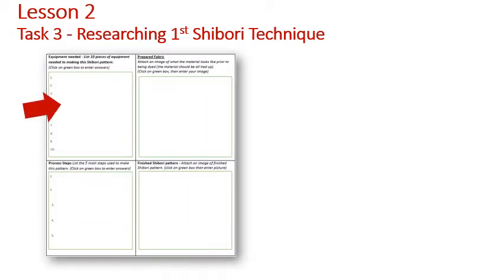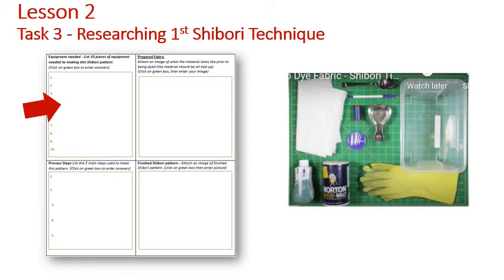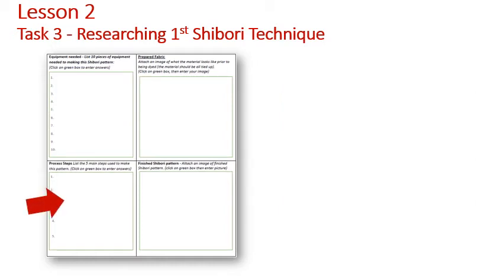Now the first bit of information will be the equipment needed. I want you to list 10 pieces of equipment that you see in the video. Some videos will show this page, so I would pause on that page and then list all of the equipment you can see there. Others won't have this page, but as you go through the video, you'll be able to list down what you see. 10 pieces of equipment.